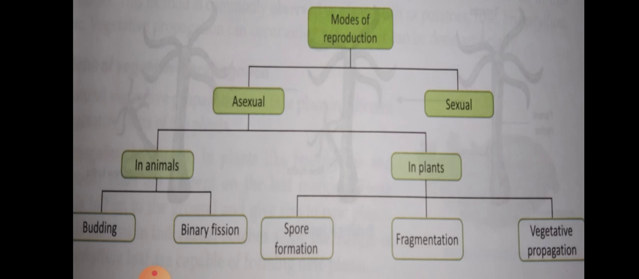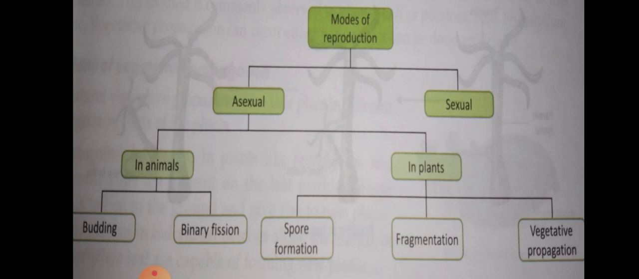In the table you can see the modes of reproduction: asexual and sexual reproduction. Under asexual, we are going to study asexual reproduction in animals as well as in plants. In animals, it takes place by budding and binary fission. In plants, reproduction takes place by spore formation, fragmentation, and vegetative propagation. One by one we are going to study these modes of reproduction.